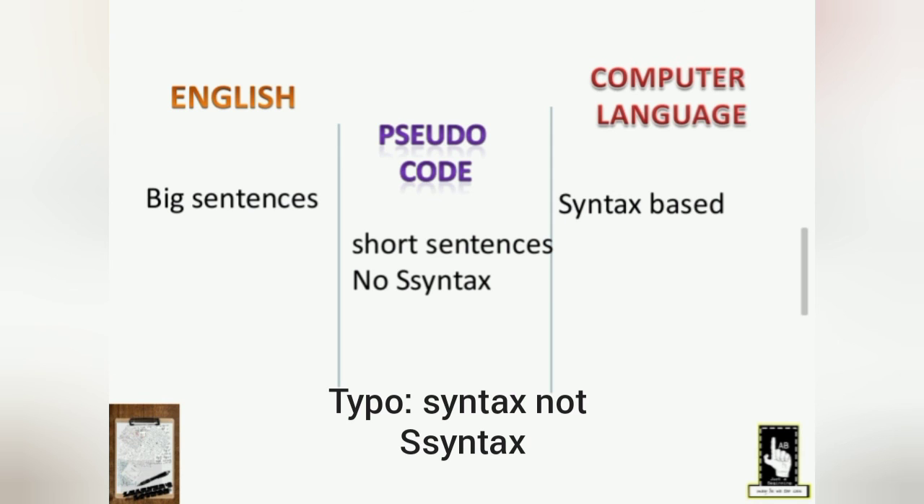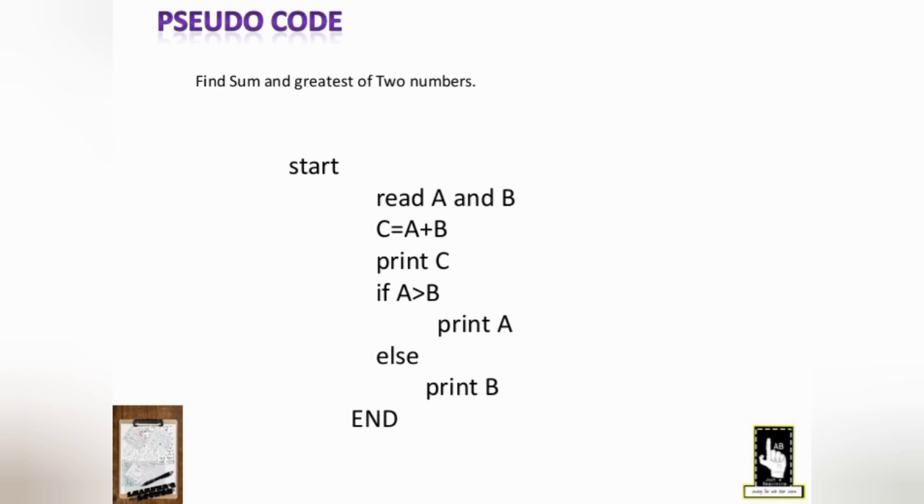So a pseudocode would be something like start, read A and B, C equal to A plus B, print C. If A is greater than B, print A, else print B and end. That's it in this section.